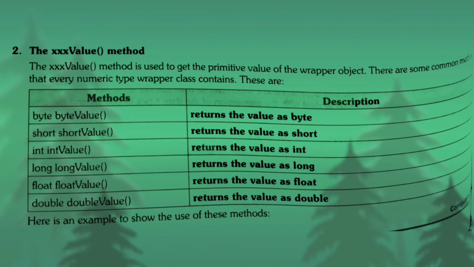So byteValue will convert the reference type into a byte value. shortValue will convert the reference type into a short value. intValue will convert the value into an integer. longValue will convert the wrapper class object into a long value, floatValue will convert the wrapper object into float type, and doubleValue will convert the wrapper class object into the double data type.